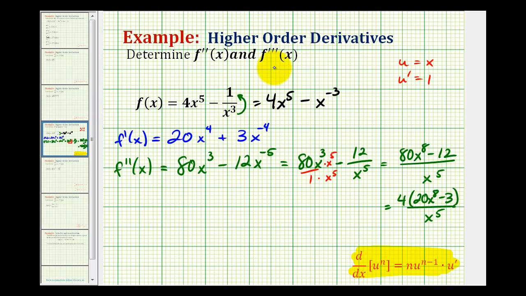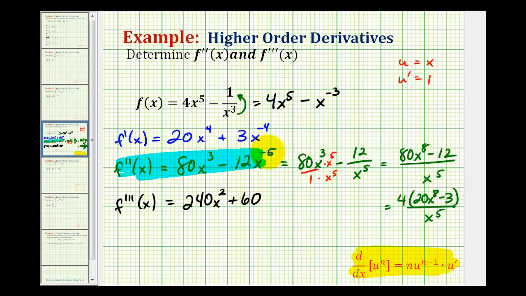Now to determine the third derivative, we need to find the derivative of the second derivative. And to do that, we'll actually find the derivative of the second derivative in this form here. So the third derivative would be equal to multiplying by 3 and then subtracting 1 from the exponent. We'd have 240x squared. Here we're going to multiply by negative 5. It's going to be plus 60, and then subtract 1 from the exponent, so we'll have x to the negative sixth.